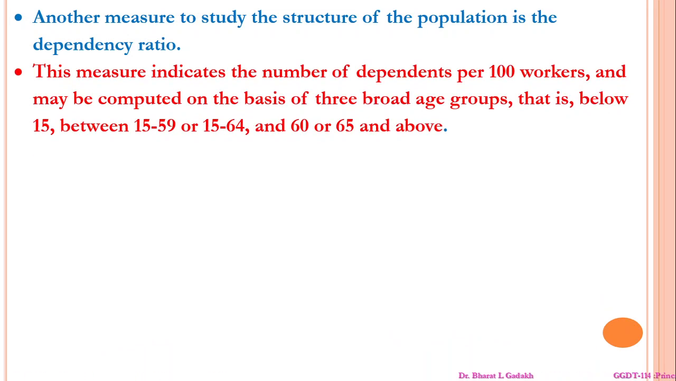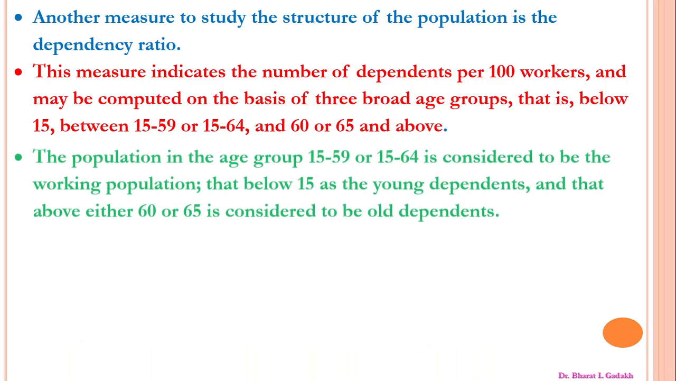These indices indicate the number of dependents per 100 workers and are computed on the basis of three broad categories: below 15, 15 to 59 or 64, and 60 or 65 and above. This is very important. These indices measure the dependents per 100 workers, from 0 to 15, 15 to 59 or 64, and 60 or 65 and above.